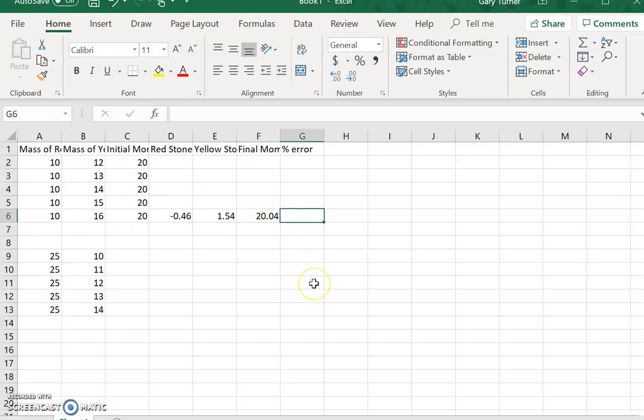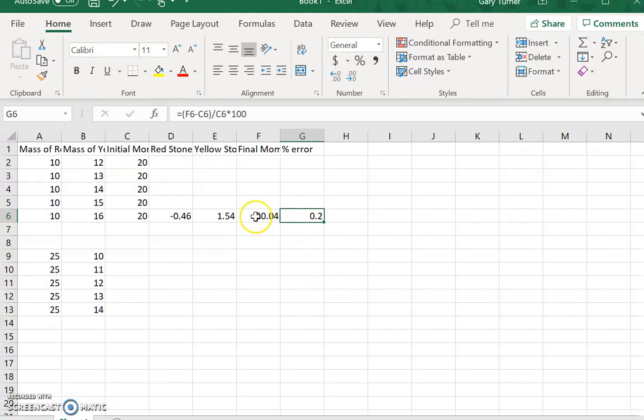And then to calculate the percent error, I'm going to take 20.04 minus 20 divided by 20. Since 20 really is a theoretical value, but it also is a perfect value, there's no rounding in that value, for example. Okay, and then multiply that by 100, and I get 0.2. So the difference in percent between my final momentum and my initial momentum is 0.2%. Okay, that's a very small percent error.